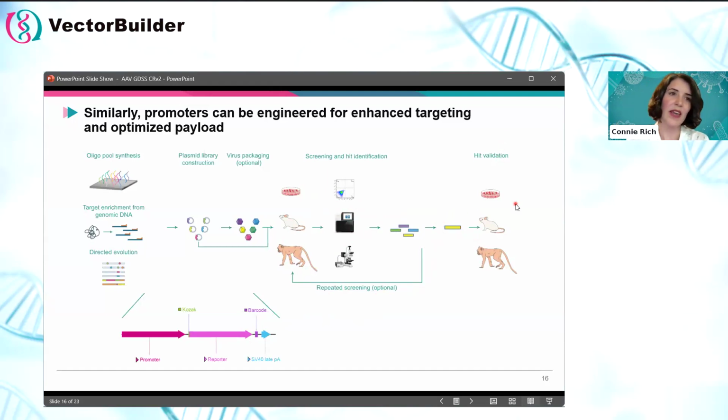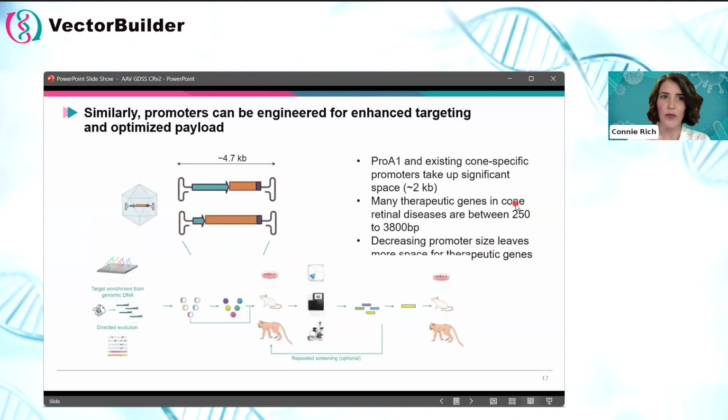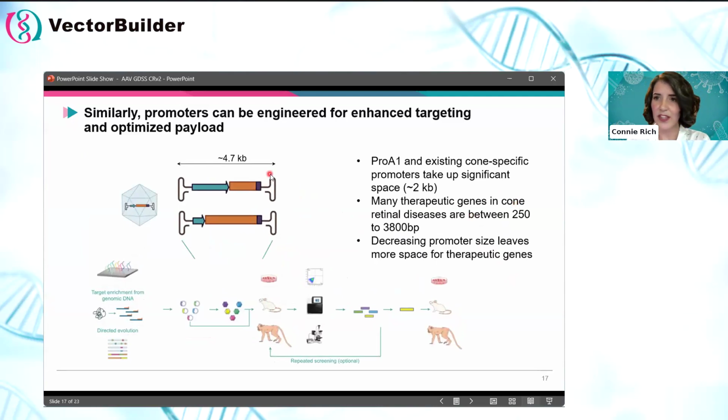And we have actually performed this process specifically looking at cone cells, because the existing cone-specific promoters, especially Pro-A1, which is the most popular, are very large. They're mostly around 2 kb. So if we have that 2 kb promoter, we have very little room for any therapeutic genes that we can deliver to those cone cells in the eye for treatment of various different genetic disorders.